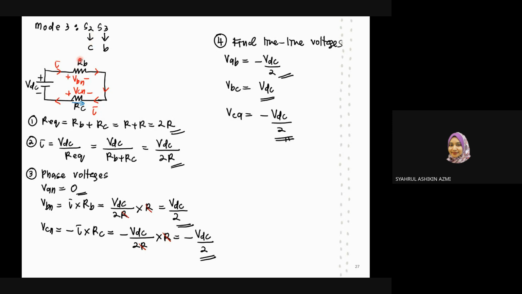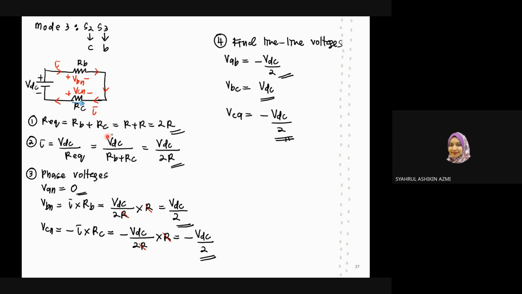So the upper switch, in this case S3, is the one connected to load RB. So RB will be placed at the positive terminal of your DC link voltage, and RC will be placed at the negative terminal of your DC link voltage. Your equivalent resistor REQ will be equal to RB plus RC. For balanced load, it will be equal to 2R. So the current, again, we are using Ohm's law. The current will be equal to VDC over 2R for balanced load.